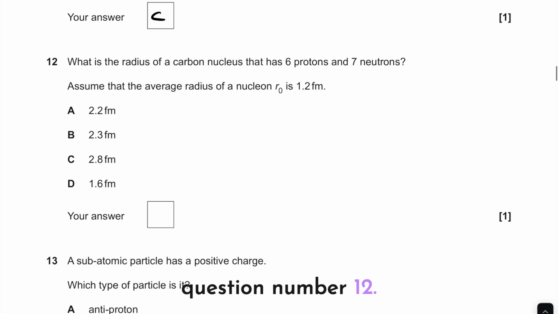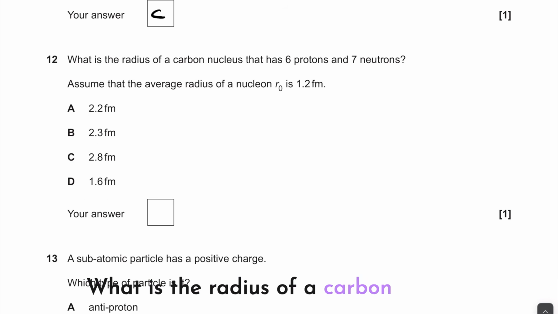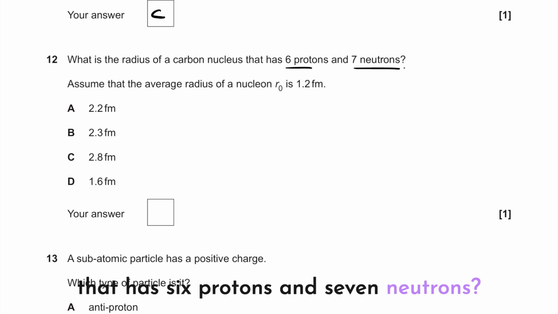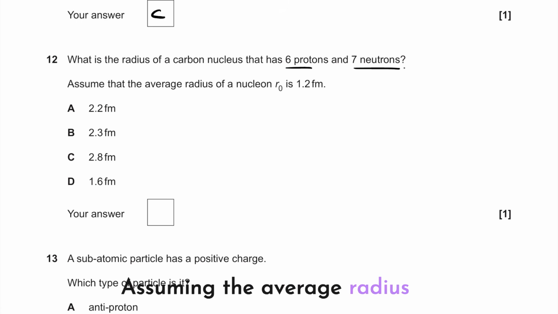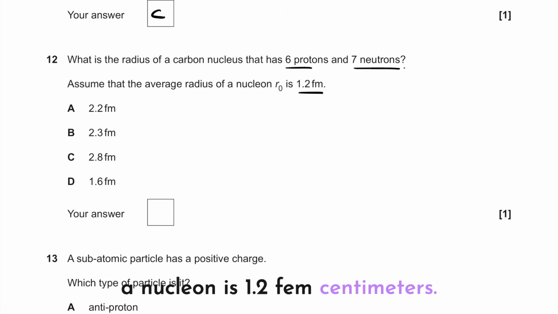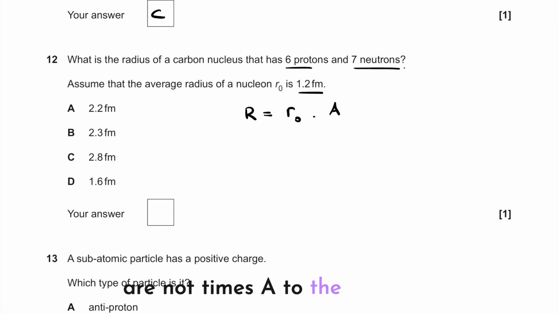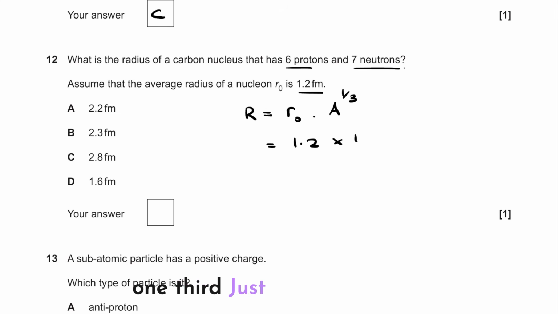Question number 12. What is the radius of a carbon nucleus that has 6 protons and 7 neutrons, assuming the average radius of a nucleon is 1.2 femtometers? So we know the formula R equals R naught times A to the power of 1/3, just times these two together, and C is the answer.